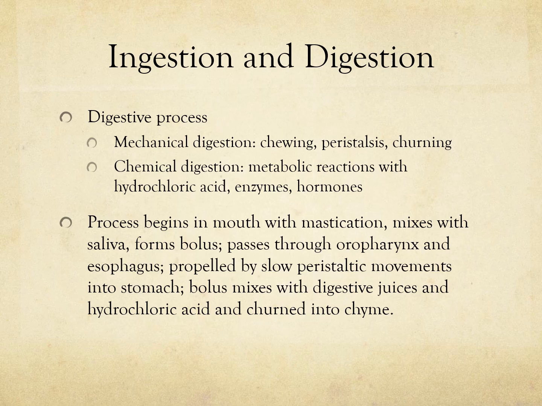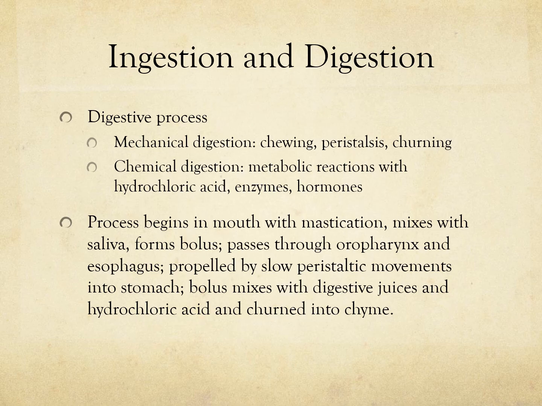Now let's talk about what's actually happening during ingestion and digestion, because understanding normal physiology helps you recognize when something is going wrong. Digestion is really a combination of both mechanical and chemical processes. Mechanical digestion is the physical breakdown of food. This includes chewing, swallowing, peristalsis, and the churning movement that occurs in the stomach and intestines.